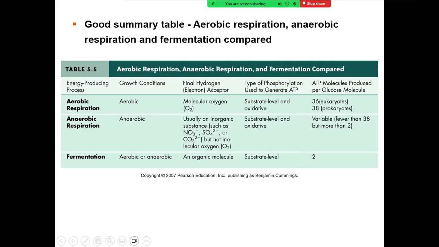Let me mention with fermentation, when you work your muscles and you have muscle burn, that is from the lactic acid building up in your muscle cells. Any question about any of that?